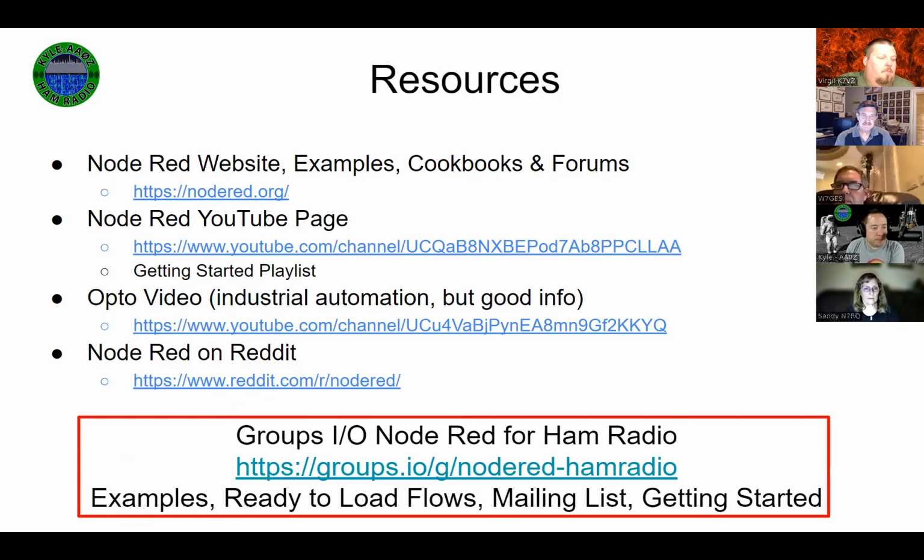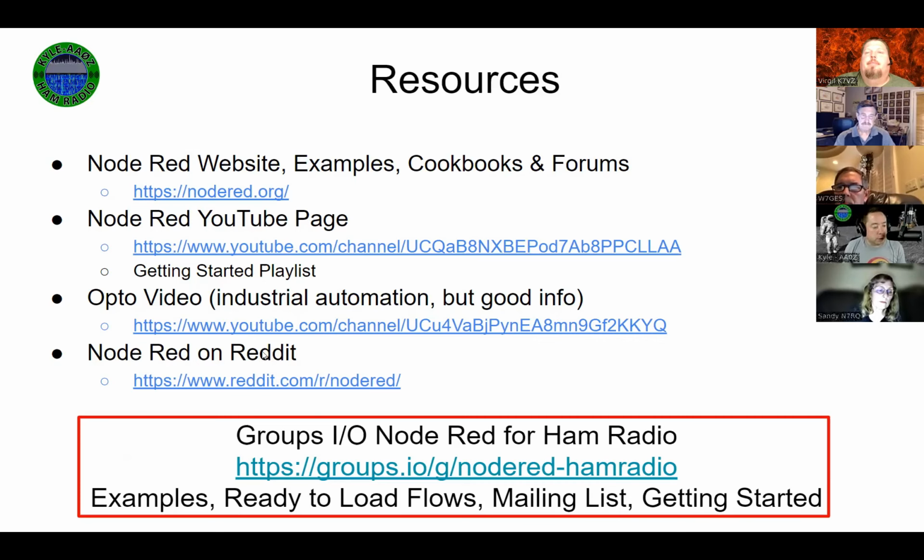Resources. There's a ton of good stuff out there. Node-RED.org is your first stop to go get some more information. Node-RED is on YouTube; they've got their own YouTube channel. You might want to go out and take a look at that YouTube channel. Opto Video is an industrial automation type channel, but they've got a lot of really good stuff about Node-RED.